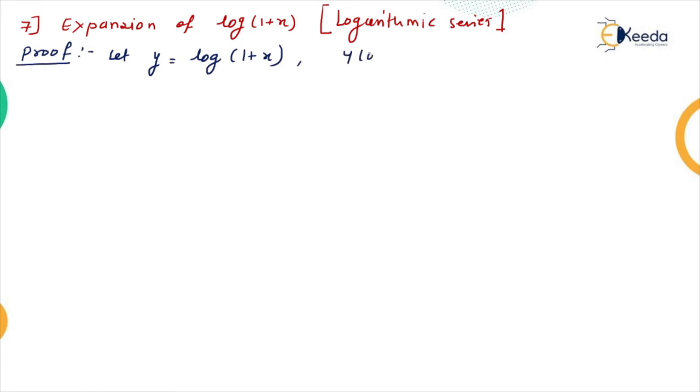What is y of 0? Y of 0 is nothing but log of 1, and log of 1 becomes 0. So y is equal to log of 1 plus x, and y of 0 is equal to log 1, and that is equal to 0.